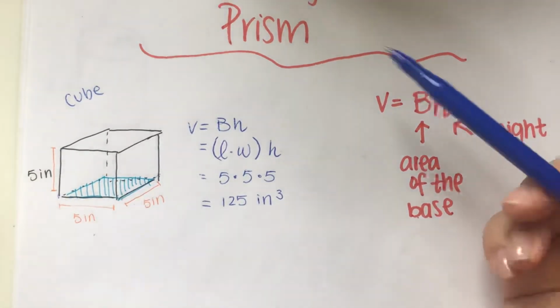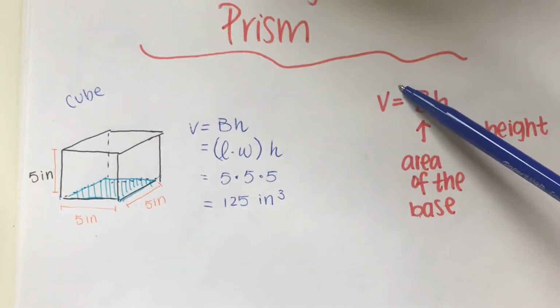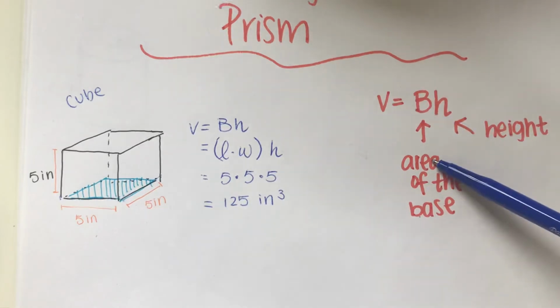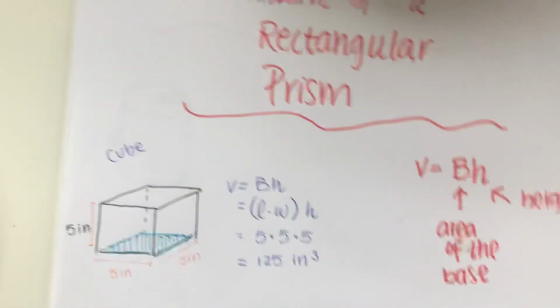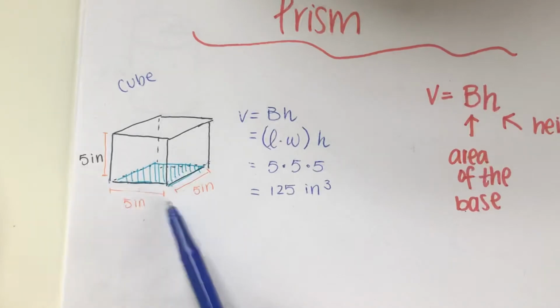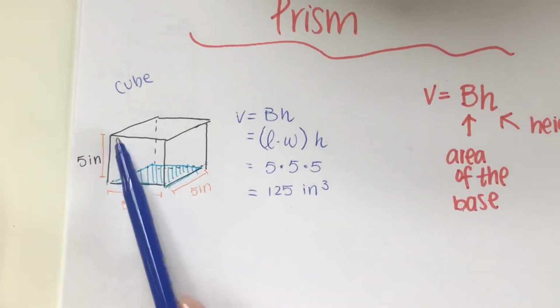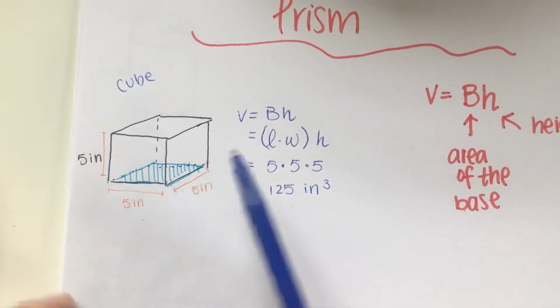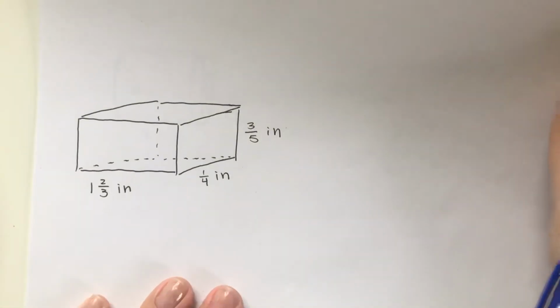Now, remember, in order to find the volume, I need area of the base. A lot of people get confused between this. Okay, so that is a cube. All sides are equal, so we multiply all 3 dimensions. Now, let's look at the following problem.